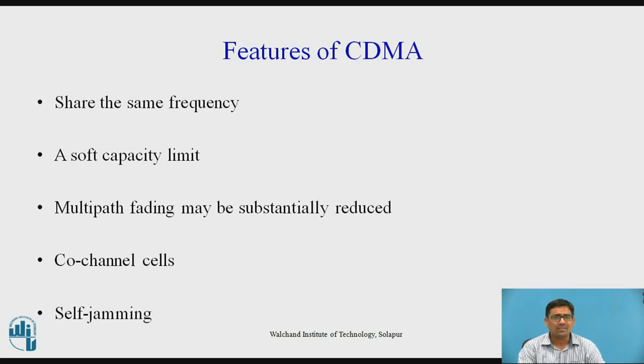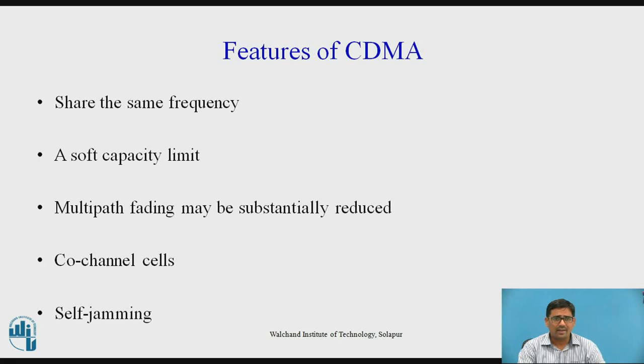Now the features of CDMA are as follows. The first one: many users of a CDMA system share the same frequency, and either TDD or FDD may be used. Second one: unlike TDMA or FDMA, CDMA has a soft capacity limit. Increasing the number of users in a CDMA system raises the noise floor in a linear manner. Thus, there is no absolute limit on the number of users in CDMA. Rather, the system performance gradually degrades for all users as the number of users is increased, and improves as the number of users is decreased.